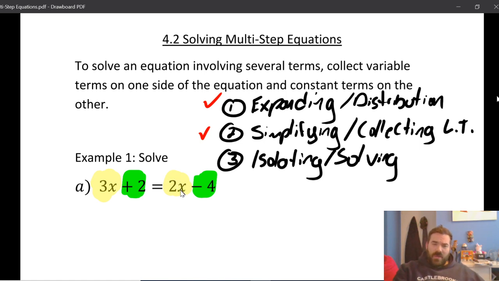I want to get rid of the 2x on this side, and I want to put all of these x terms on one side so I can add them together. Well, in order to get rid of a positive 2x, all I need to do is the opposite of adding 2x, because this is really a plus 2x. The opposite of adding 2x is subtracting 2x. But whatever I do to one side, I have to do to the other, so I'm also going to subtract 2x from this side.